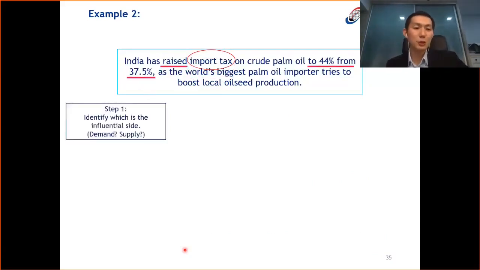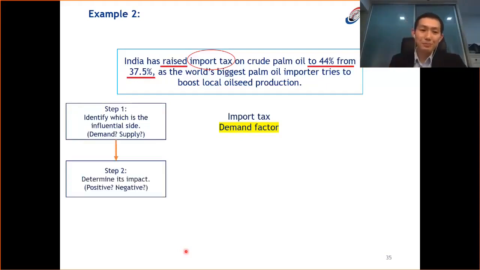Let's go through the 3 simple steps again. What is the influential side? Here we have found that it is an import tax. And what factor is it? Is it a demand factor or a supply factor? We know import tax is actually demand, because they buy from us, correct?